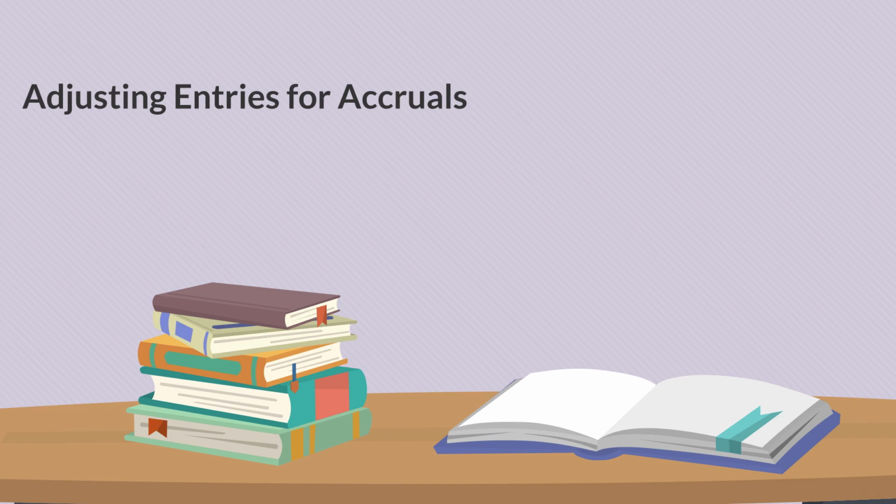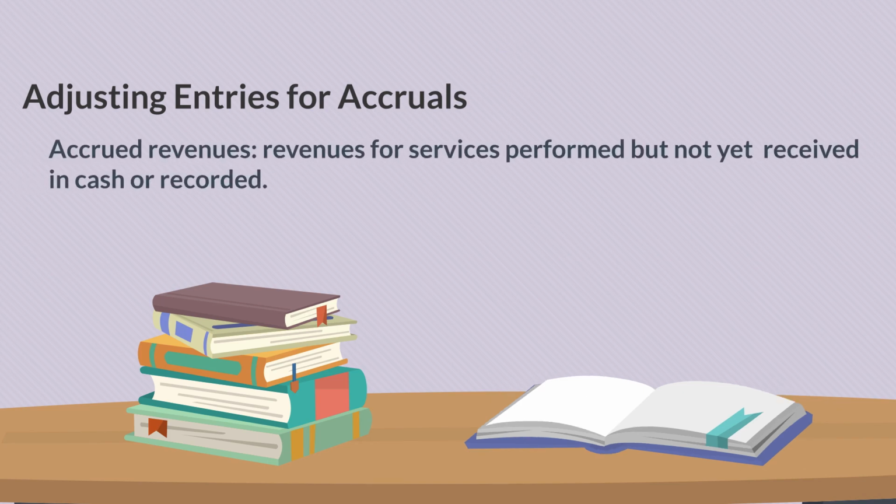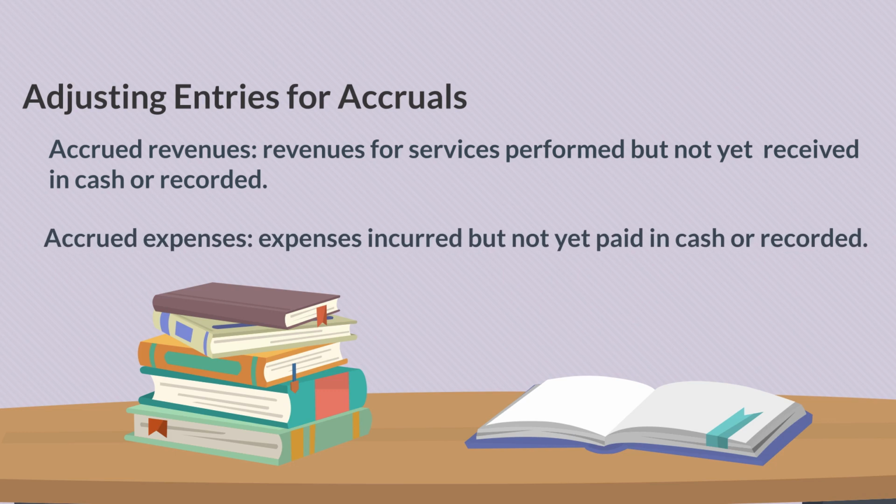The second category of adjusting entries is accruals. Prior to an accrual adjustment, revenue and expense accounts, as well as their related balance sheet accounts, are understated. As a result, the adjusting entry for accruals will increase both a balance sheet and an income statement account. Revenues for services performed but not yet received in cash or recorded are called accrued revenues. Expenses incurred but not yet paid in cash or recorded are called accrued expenses.